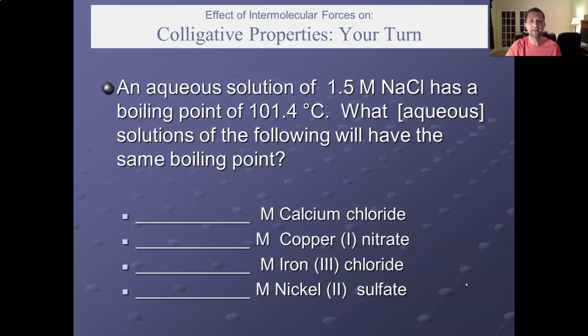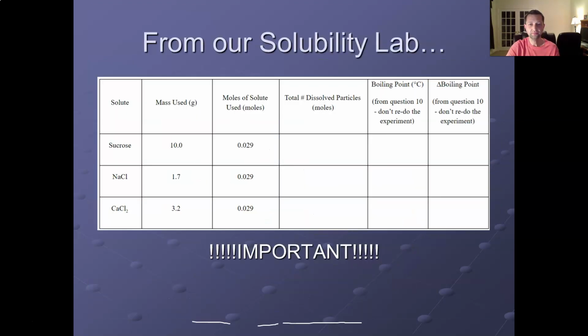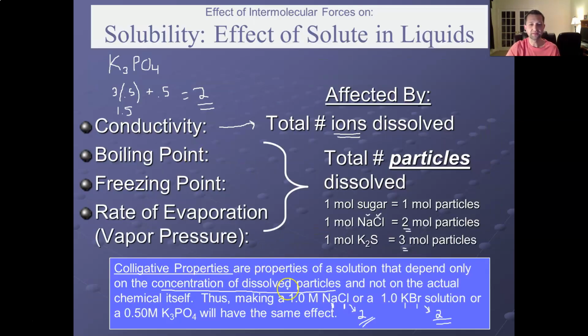So to wrap it up, this is the last slide. An aqueous solution of 1.5 molar NaCl has a boiling point of 101.4 degrees. What aqueous solutions of the following will have the same boiling point? We have calcium chloride, copper(I) nitrate, iron(III) chloride, and nickel(II) sulfate. What molarity of each of these would you need to have the same effect on the boiling point as 1.5 molar NaCl? This goes all the way back to this slide.